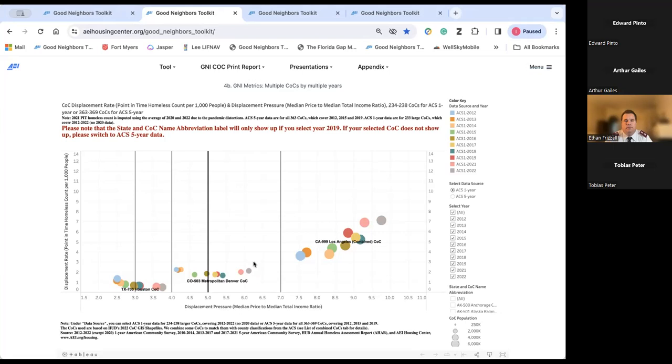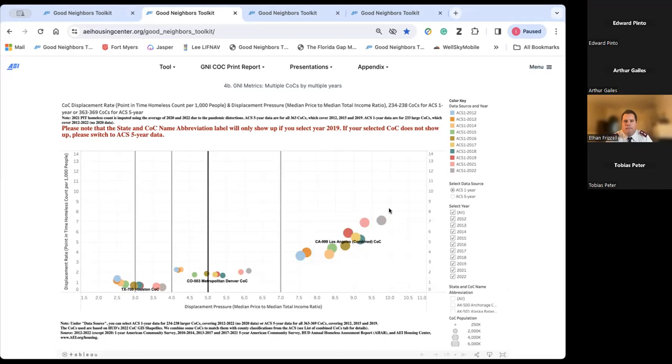Now we're going to look at Los Angeles. Los Angeles, as you can see, has been going up year after year after year as the displacement pressure has been going up pretty much year after year after year. However, in 2023, there was a 9% rise in the displacement count.